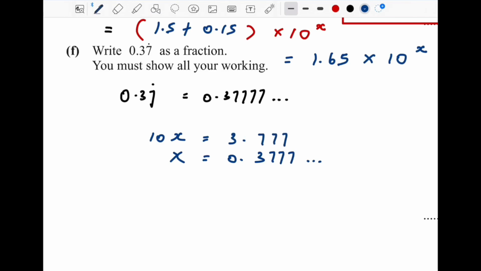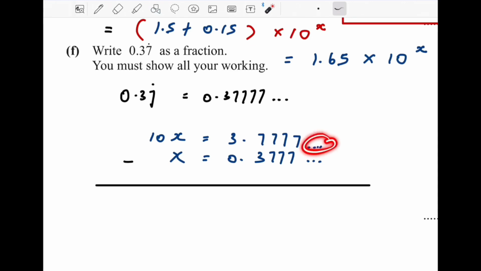3.777, right? Then how about this slot? Just put another 7, since it is repeated, recurring. And then you put a dot dot dot. You have to understand that why we do this is to get rid of the recurring part. Because when you have this minus this, nothing, 0, 0, 0.